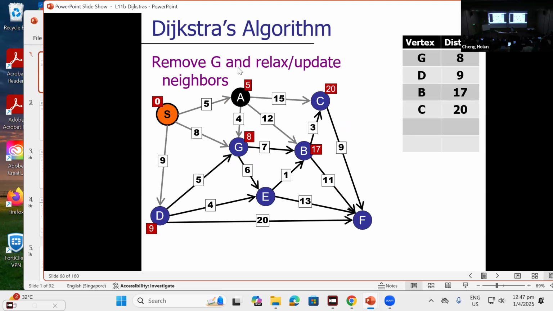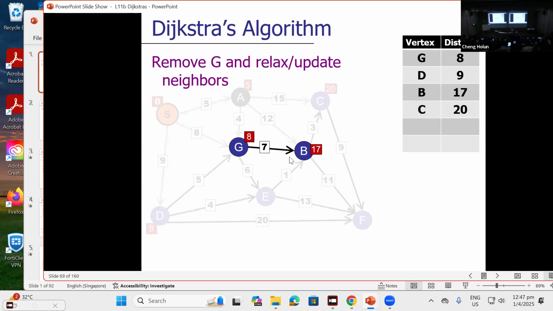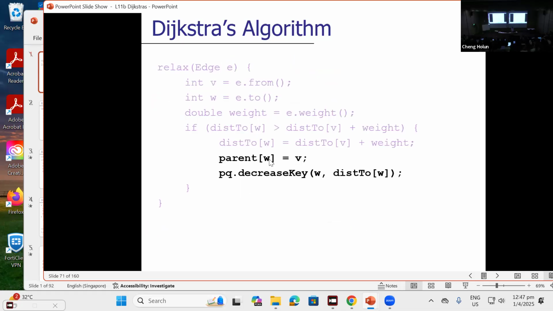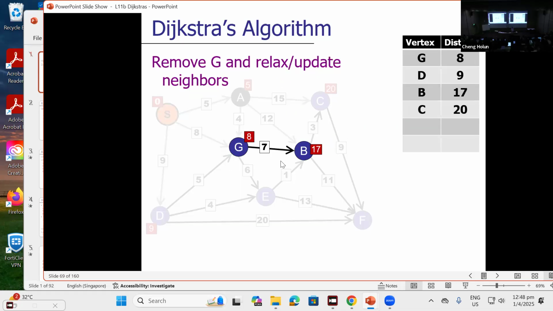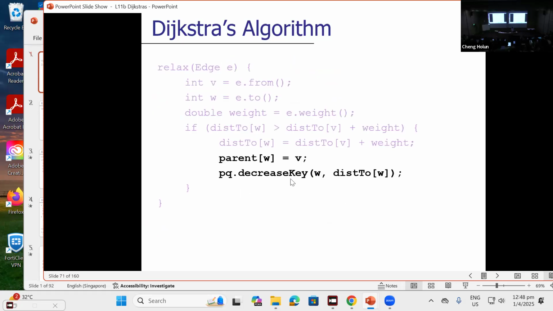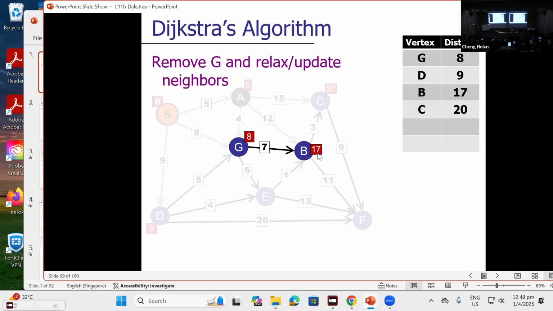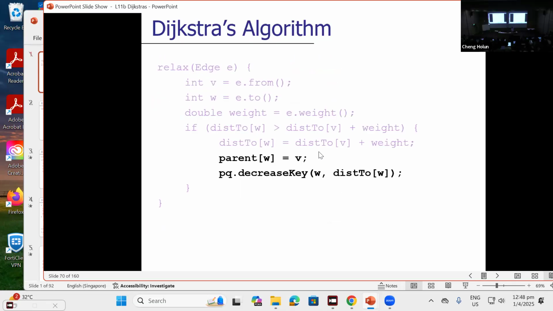This is the weight comparison. You remove a vertex like G, and you relax this edge, and you need to make a decision: whether 8 plus 7 is larger than the original distance of B or less. This is the parent part. If it is less, then the parent of B will be G, and you decrease B from 17 to 15.